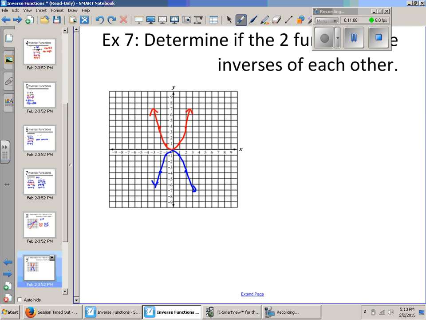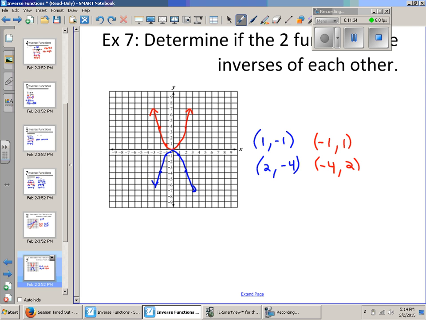Let's look at these two. So I'm going to start with the blue. I could start with the red. I'm going to pick two ordered pairs. I have 1, -1. And I have 2, -4. I'm going to switch the X and the Y. That gives me -1, 1 and -4, 2.